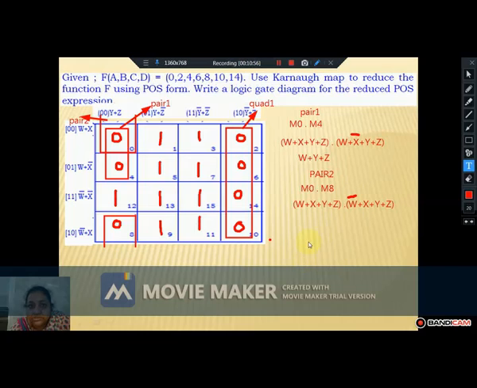And now let's write the common terms in both. W is not common because here there is W, and here there is W bar. X plus Y plus Z is the common term. Now let's write the expression for the quads.